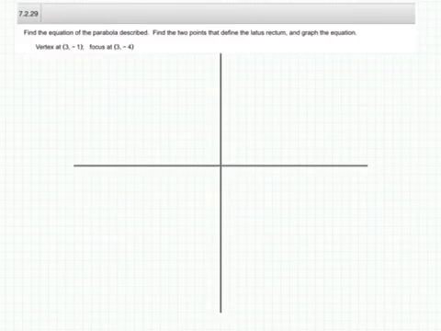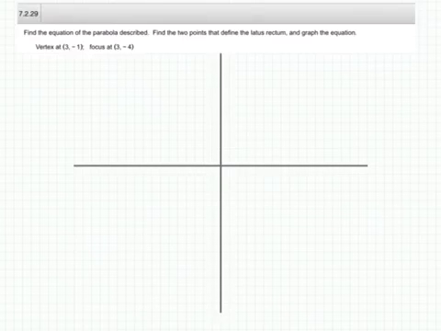In this problem, we define the equation of the parabola with vertex at (3, -1) and focus at (3, -4). We also need to find 2 points that define the latus rectum, and we need to graph the equation. Okay, let's get started. So let's start by plotting the vertex and the focus.